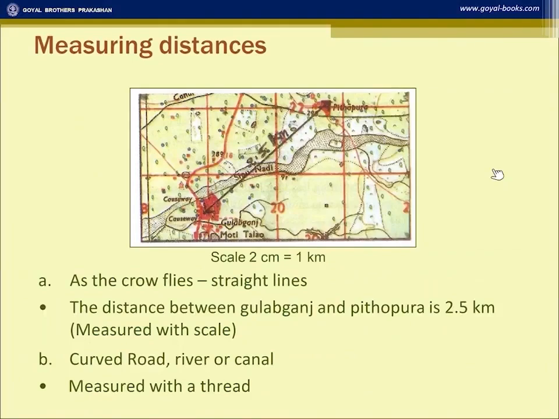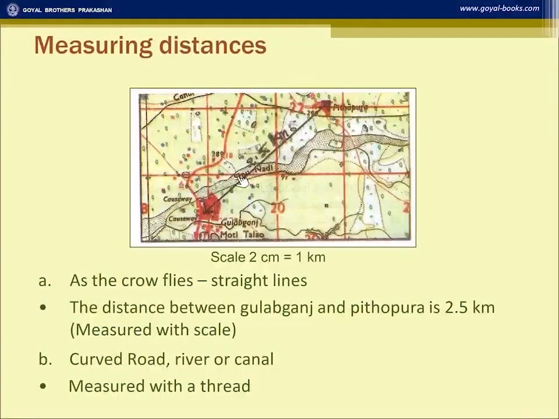Now we come to measuring distances. As I told you, distances can be measured as per the scale, and the scale of the map is 2 centimeter equal to 1 kilometer. Now suppose the question is, what is the distance between Gulabganj and Pitopura? As the crow flies, it means the straight distance, and straight distances can be measured with the help of a scale. The distance between Gulabganj and Pitopura is 2.5 kilometer.